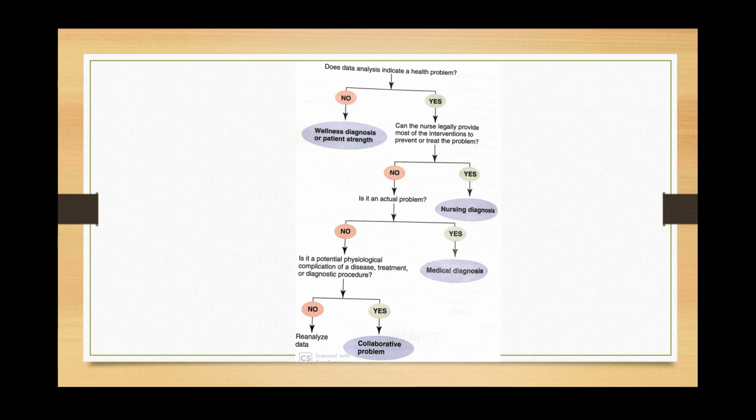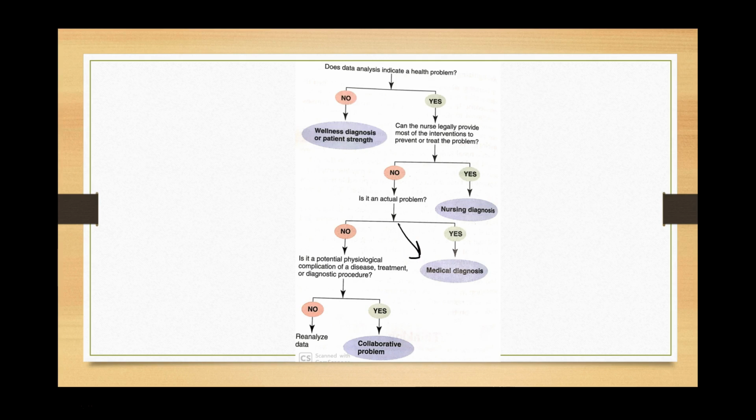But yes, if you can say, yes, this data analysis does indicate a health problem, now we can go a little bit further. Break it down into this, and I love this at this segment. Is this an actual problem? Yes or no? It's clearly defined. Is this an actual problem? Yes. Then we have a nursing diagnosis. Then we can go forward and make our nursing diagnosis. But is this an actual problem? No. Look at this.